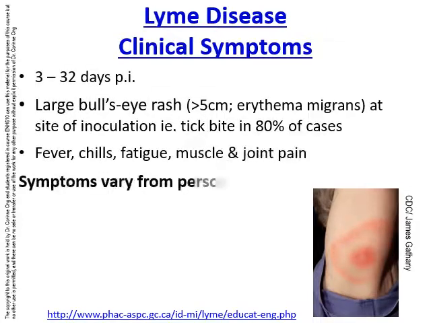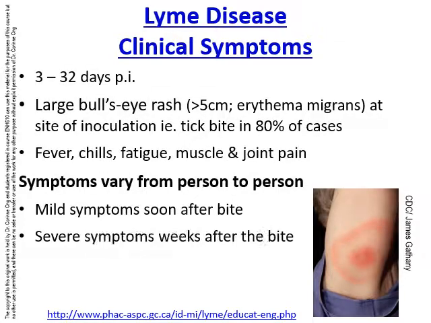Lyme disease can be difficult to diagnose as the incubation period may vary from 3 days to more than a month post-infection. However, the majority of cases will present with a large rash at the site of the tick bite. This rash looks like a bullseye target and is more than 5 centimeters in diameter, migrating out from the site of the bite in concentric circles.